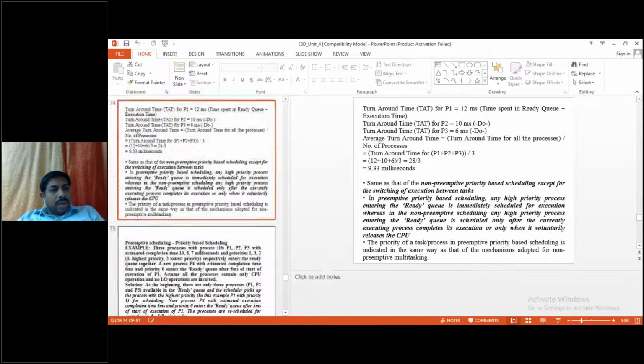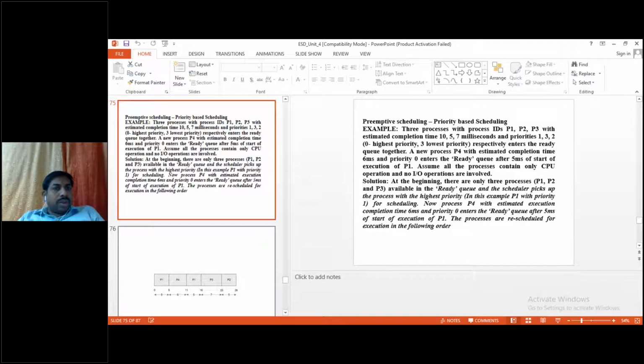And if you see the turnaround time, for P1 it is 12 milliseconds, for P2 it is 10 milliseconds, and for P3 it is 6 milliseconds. Average turnaround time is nothing but the sum of the turnaround times of the three processes divided by 3, which is 9.33 milliseconds.